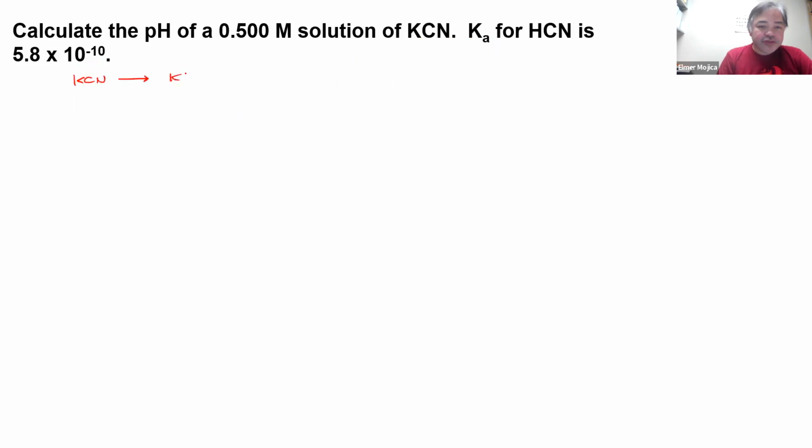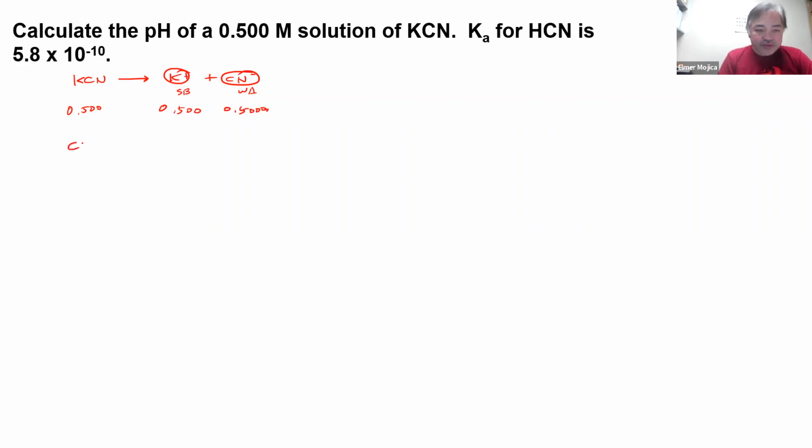dissociating to give us K plus and CN minus. So this comes from a strong base and this comes from a weak acid. So we're going to have a basic pH if we have a salt like this. So from 0.5, okay, this will dissociate to give you the same amount of the ions to make it up.